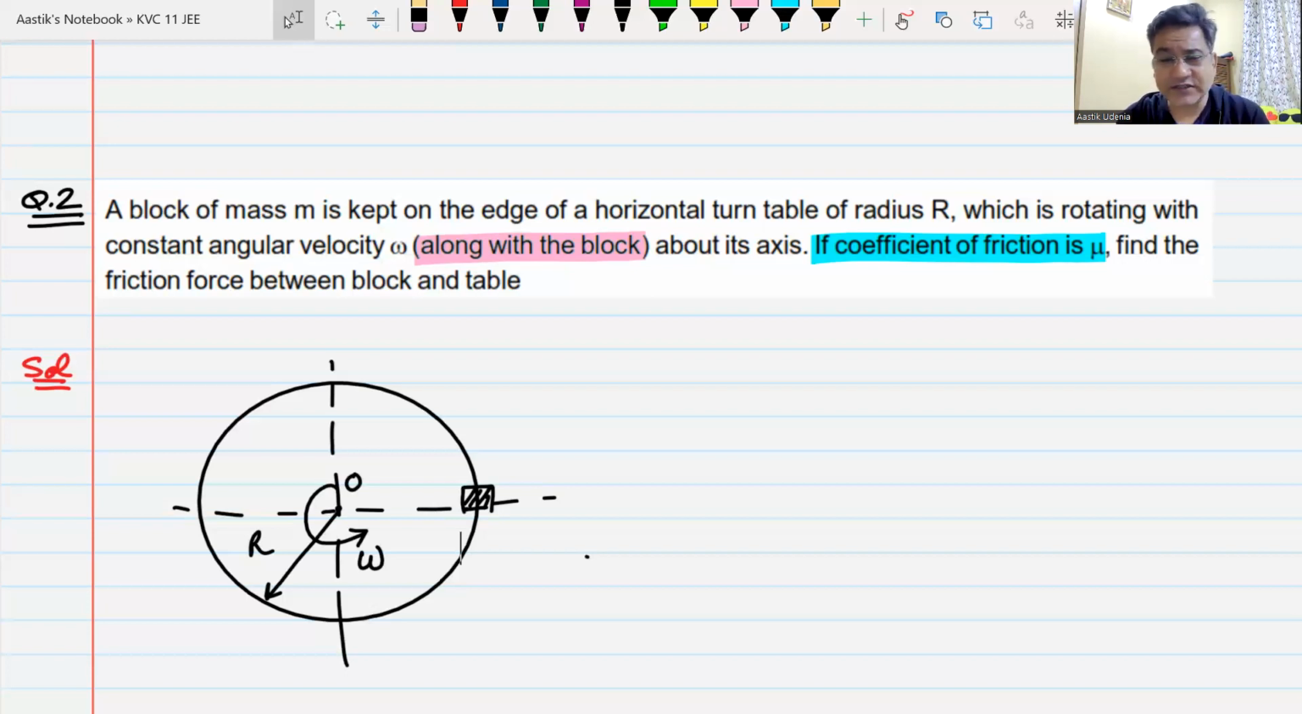What type of friction is acting between the block and the table? Static friction. Well done. That is the answer. Good. So you know everything. Static friction is acting between the block and the table, Fs.